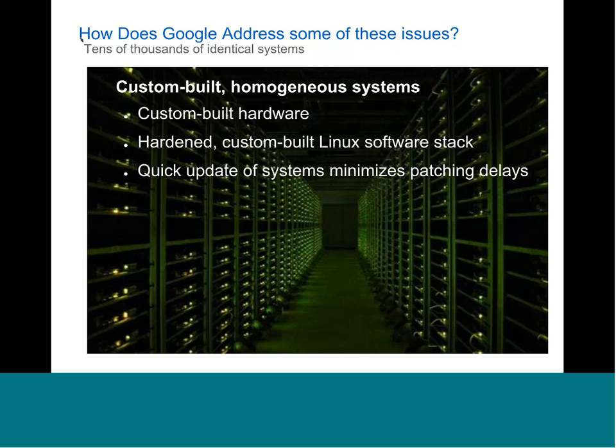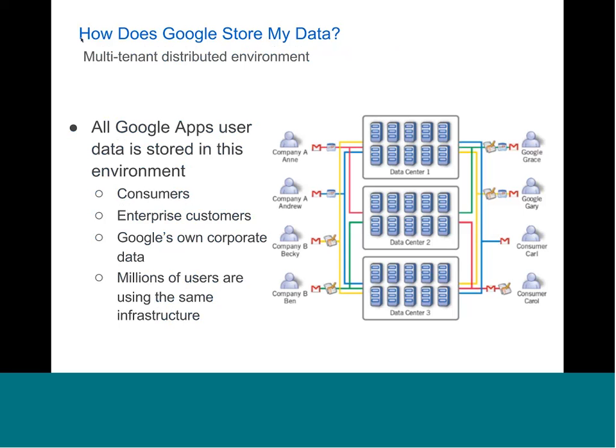Now, should we encounter a situation where we need to deploy a patch, because we have a very, very homogeneous environment, we can rapidly deploy that patch across all of our data centers and applications. And of course, all of that takes place completely seamlessly to our customers. We have what's called a multi-tenant distributed environment, which means that all of our data is stored in our storage mechanism. Our storage mechanism is known as the Google File System, or GFS.